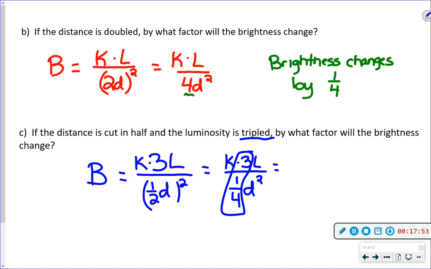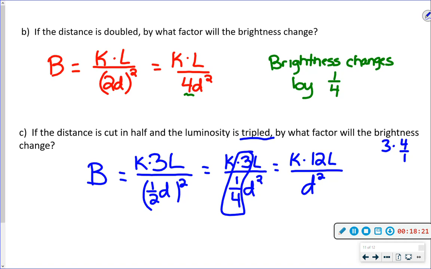3/(1/4). Well, if you divide by a fraction, you end up multiplying by the reciprocal. So I'm really thinking, okay, well, what's 3 times 4? 12. So I'm going to make that 12. How about K times 12? So I've got the K. I'm going to make this 12 up here. And just d squared's on the bottom. So I just figured out the 3/(1/4). That's all I've done. Now, final answer here.